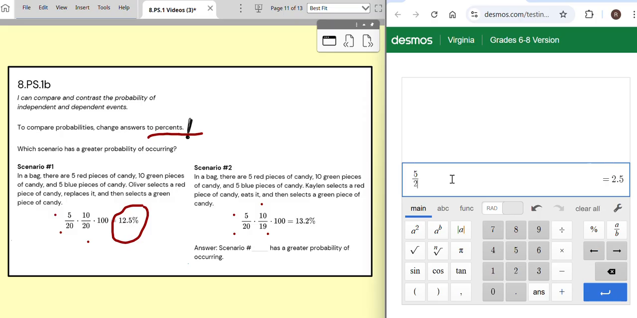So 5 divided by 20 multiplied by 10 divided by 20, then multiply by 100. And that gives us, oh, excuse me, I messed up. That's 19 at the bottom here because she ate a piece of candy. Sorry about that. That gives us a 13.2% probability that that will happen. So the answer is that scenario number 2 has a greater possibility of happening.